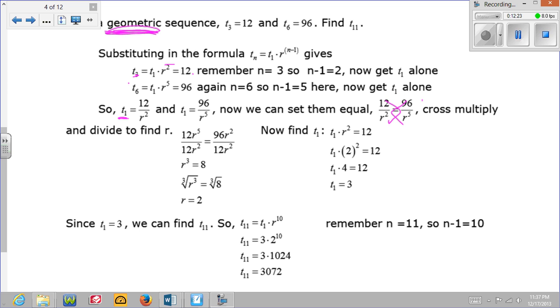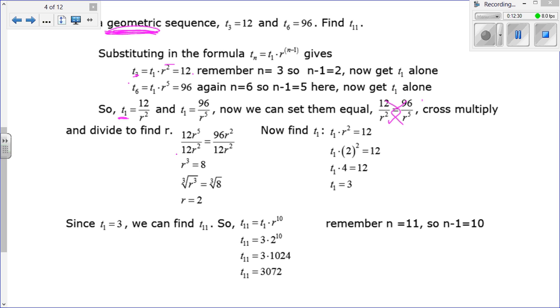Okay, sorry. My goal is to get the r's to one side and the constants to the other side. So I divide both sides by r squared and divide both sides by 12. And I'll end up with r to the 3rd because the 12's cancel out. And in here the r squareds cancel out, and so I get r to the 5th divided by r to the 2nd is r cubed, and 96 divided by 12 is 8. Take the cube root of both sides, so r is equal to 2. So I know what r is equal to.